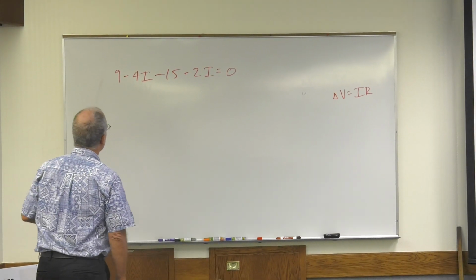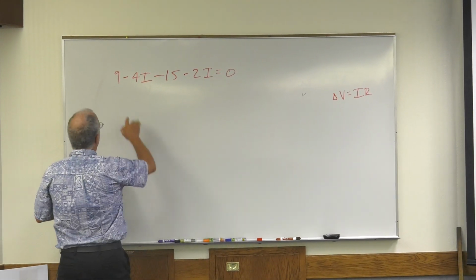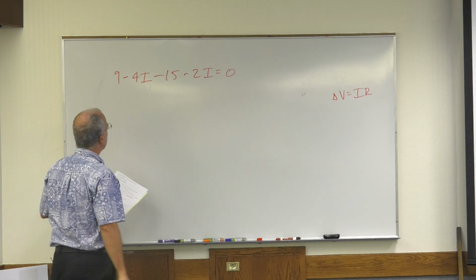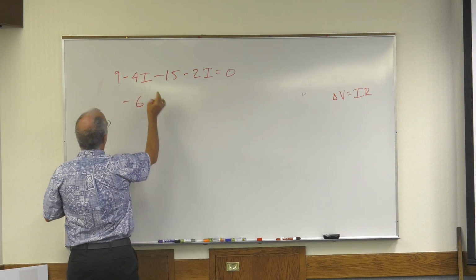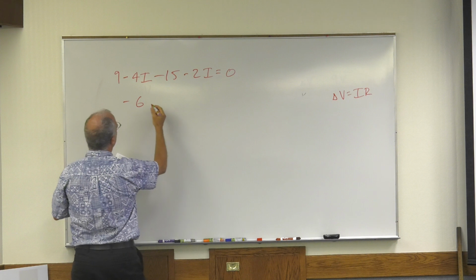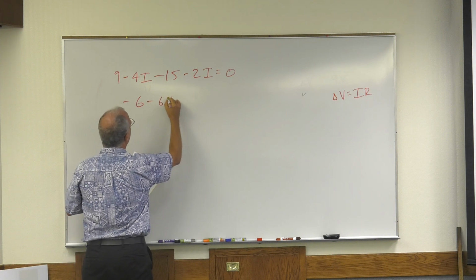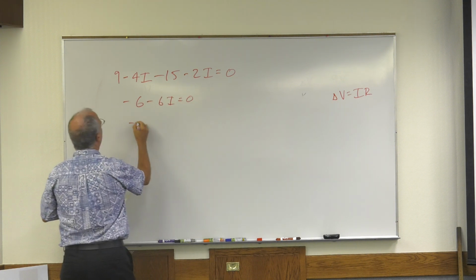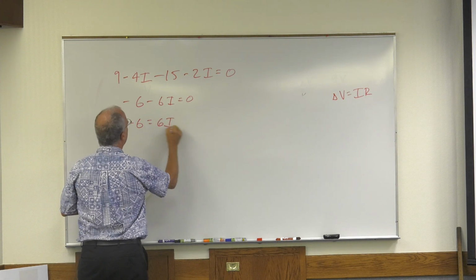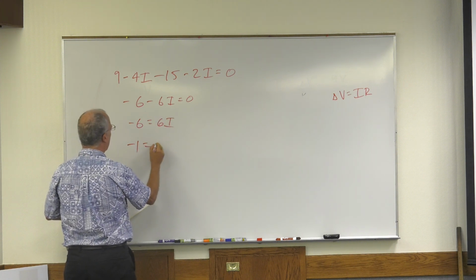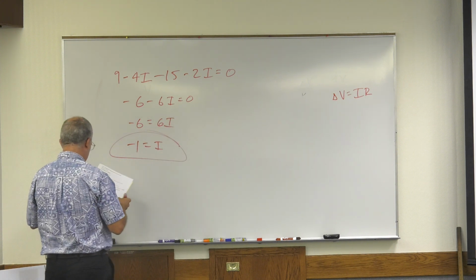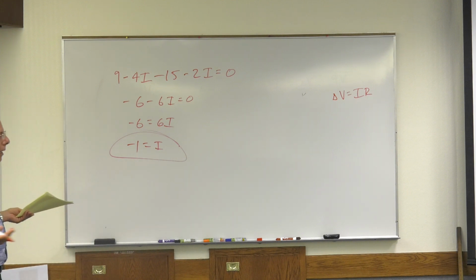Okay, now let's do this. So 9 minus 15 is minus 6. Minus 4 minus 2 is minus 6. So we have minus 6 minus 6I equals 0. So minus 6 equals 6I. Divide by 6, negative 1 equals I. Ta-da!